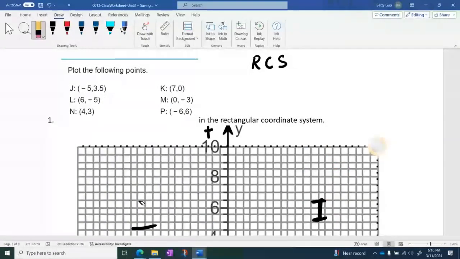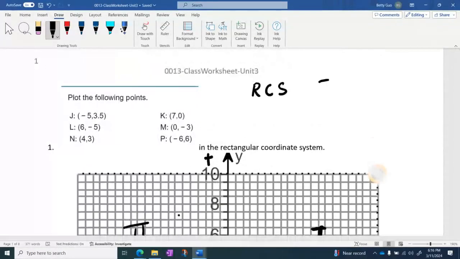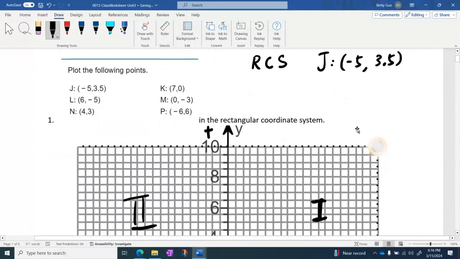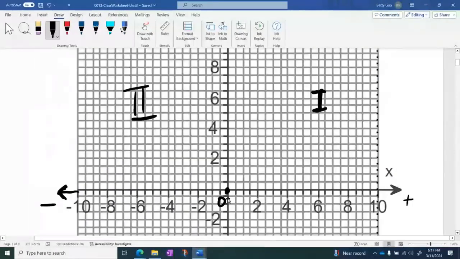The first point, J, is negative 5, 3.5. The first component, the x coordinate, is negative 5. The second component, 3.5, is the y coordinate. Remember, the first component is the x coordinate. It describes the horizontal displacement of the point. Negative 5 means, horizontally speaking, the point is 5 units to the left of the origin. We always compare with the origin, the point right in the middle, okay?